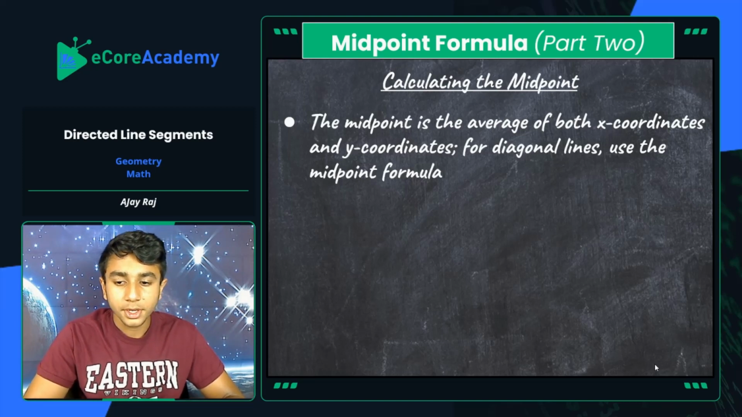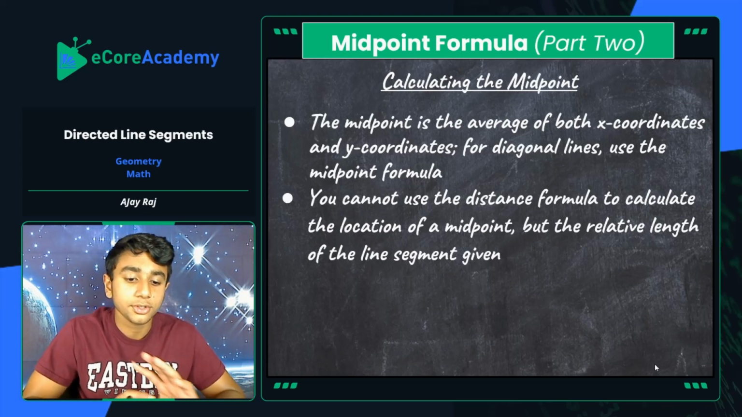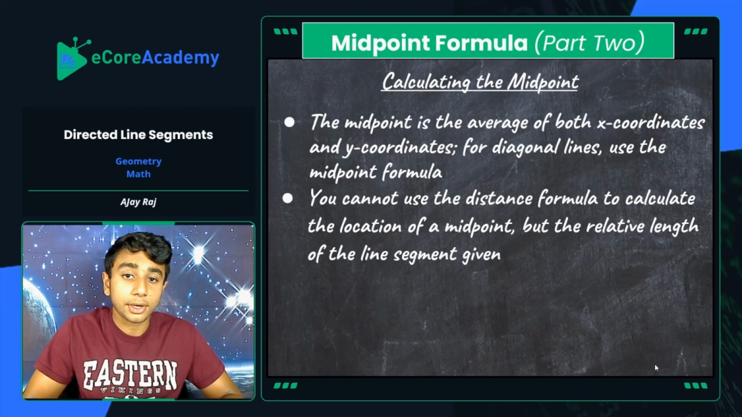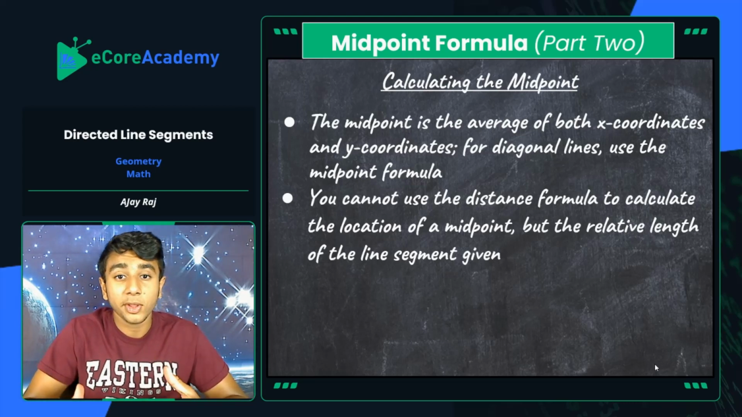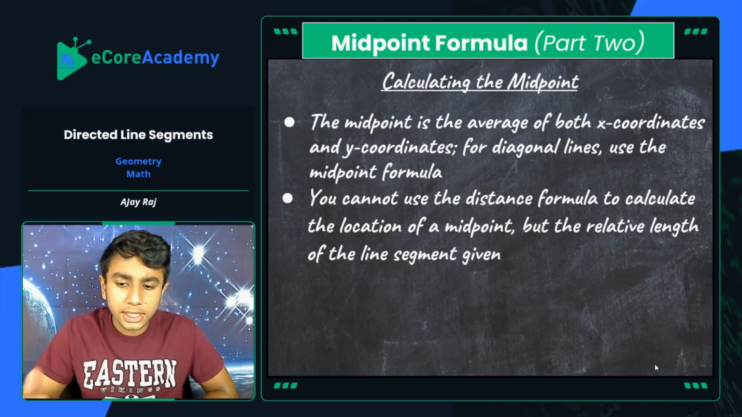So as I said, it's going to be used for diagonal lines, and for vertical and horizontal lines you can just count it off. It's very easy to do so. However, the midpoint formula, I will say that in the next slide, it can be used for any line. This doesn't mean you have to use it just for diagonal lines. You can use it for any lines in general. It's just much more convenient to utilize the standard counting process or your eyeballing method for your vertical and horizontal lines. So another thing to add, you cannot use the distance formula to calculate the location of an endpoint.